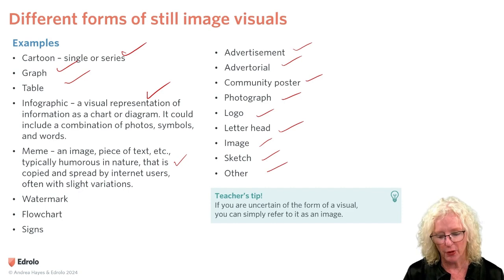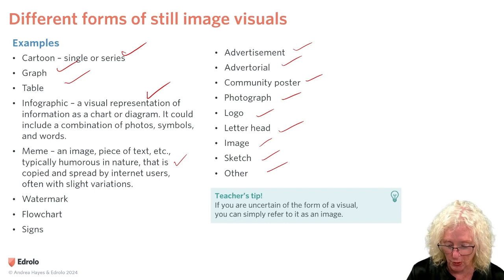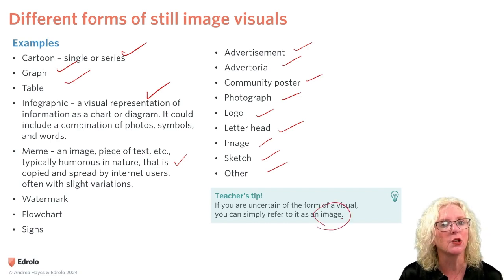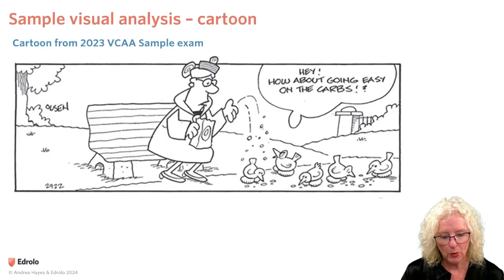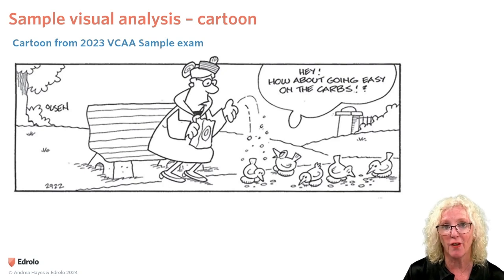It's important if you are uncertain of the form of a visual, like it's not an obvious photograph, it's not an obvious cartoon, seems to be a bit of a mishmash, you can simply refer to it as an image. So here is one sample of a visual. It's a cartoon. And the cartoon is from the 2023 VCAA sample exam, which will be addressed in far more detail in section 5 of this course.